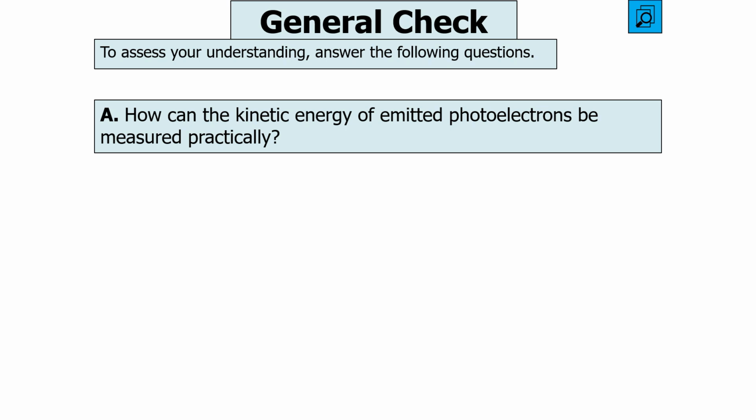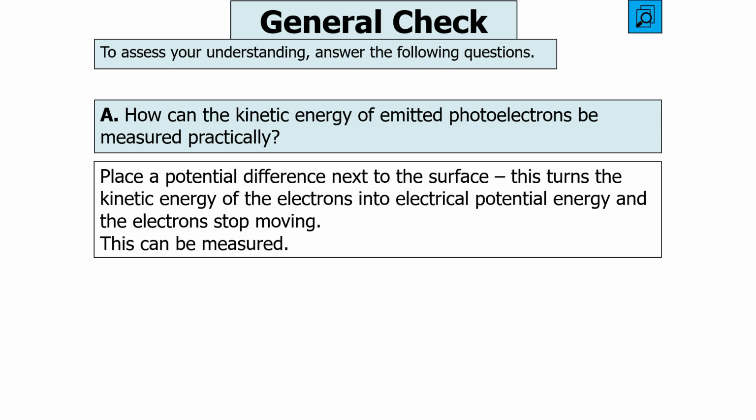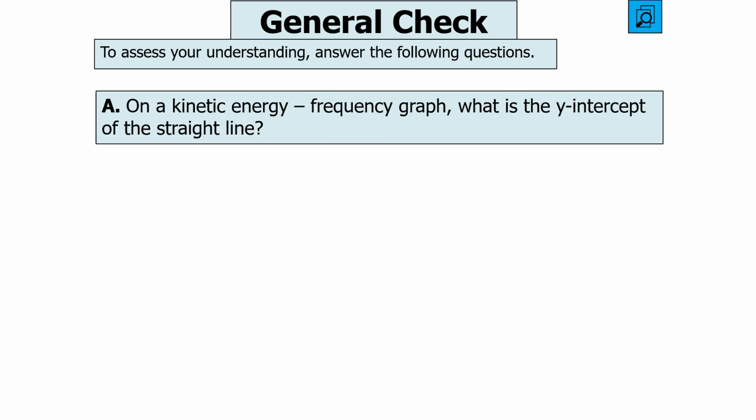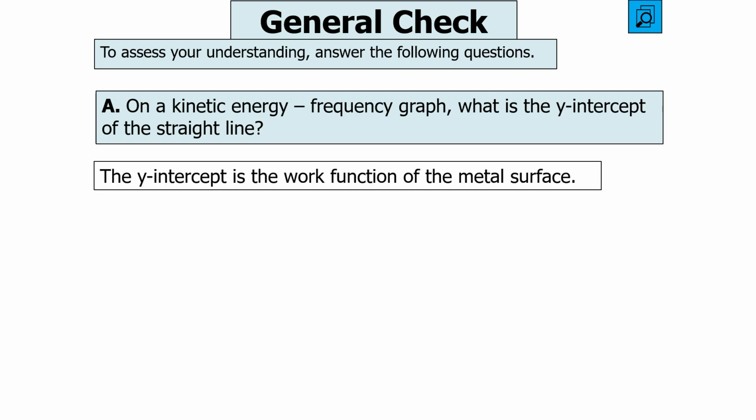How can the kinetic energy of emitted photoelectrons be measured practically? You would place a potential difference next to the surface. This turns the kinetic energy of the electrons into electrical potential energy, and the electrons stop moving. This can be measured. On a kinetic energy frequency graph, what is the y-intercept of the straight line? The y-intercept is the work function of the metal surface.